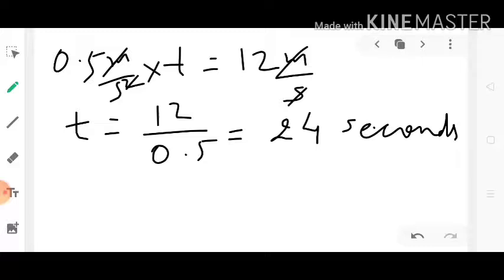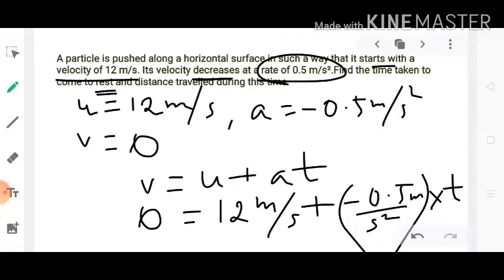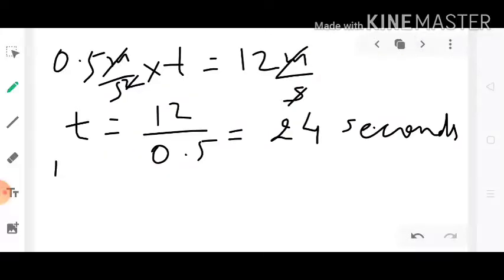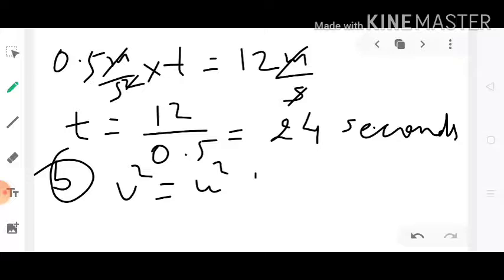So once we are done with finding out the total time, now we have to find out the distance traveled. Second part of the question. For finding distance, let's use the third equation of motion: v² = u² + 2as.